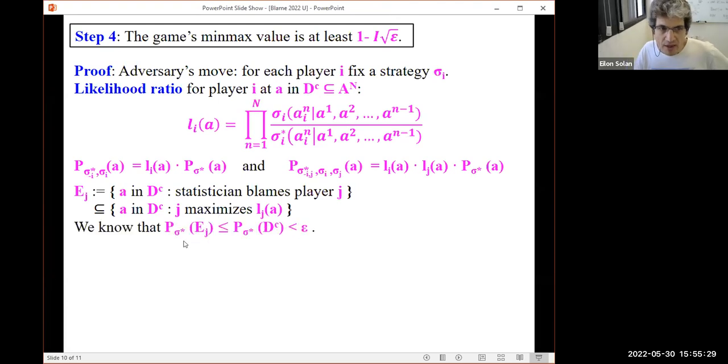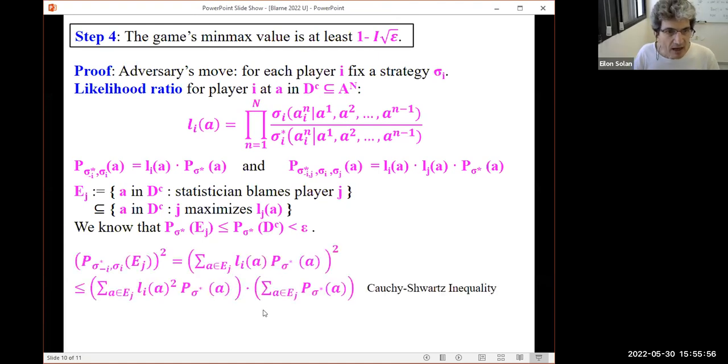Now, what we know is that if all players are honest, then the probability that we blame player J is smaller than the probability that we do not reach D, that we blame anyone, which is at most epsilon. So this was our assumption, that the probability to reach the complement is small.